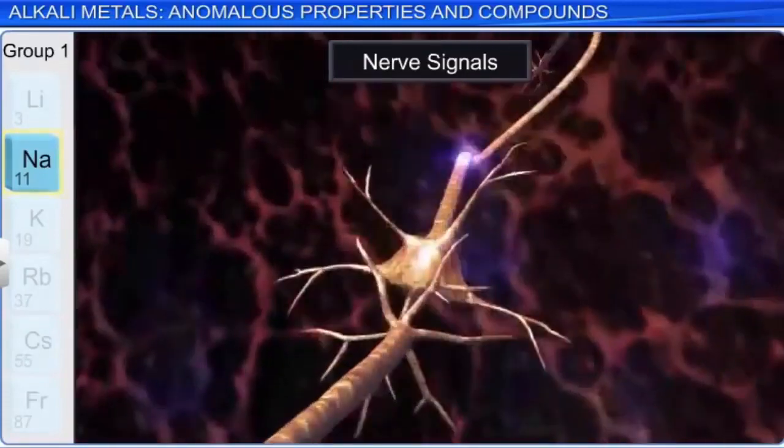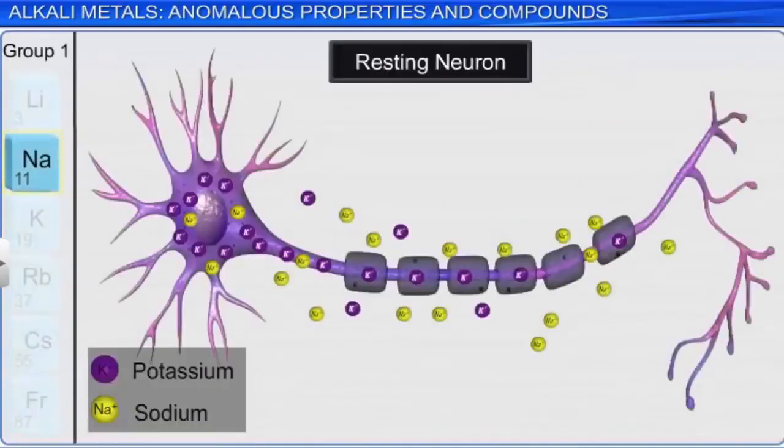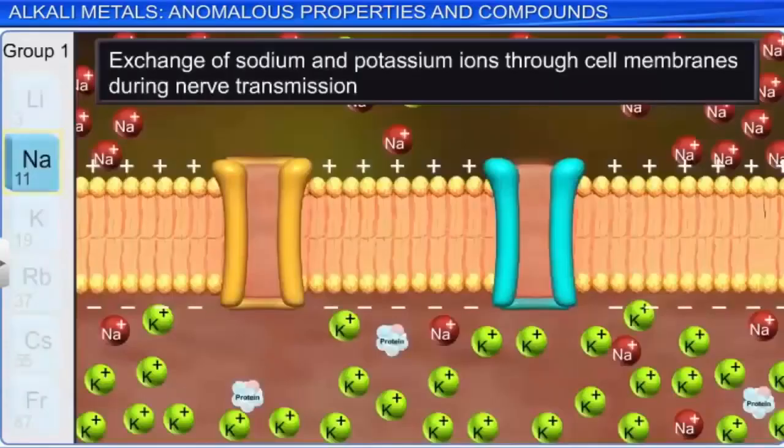In a resting neuron, the concentration of potassium ions is about 30 times higher inside the cell than outside. The concentration of sodium ions outside the cell is about 10 times higher than inside the cell. There are sodium ion channels and potassium ion channels in the cell membranes.